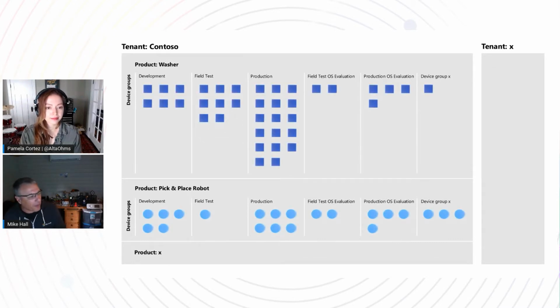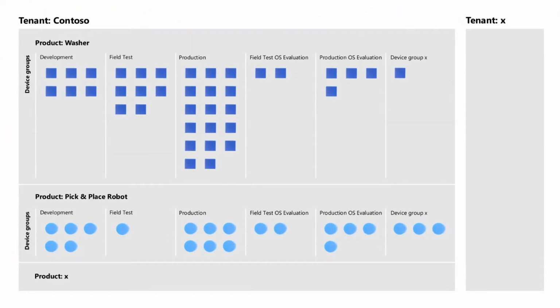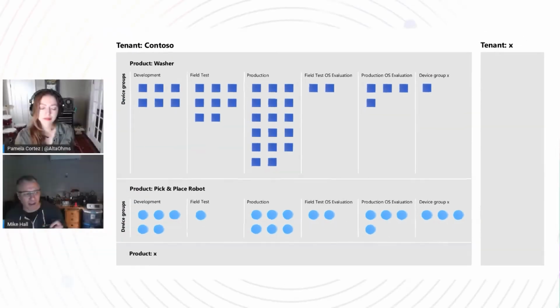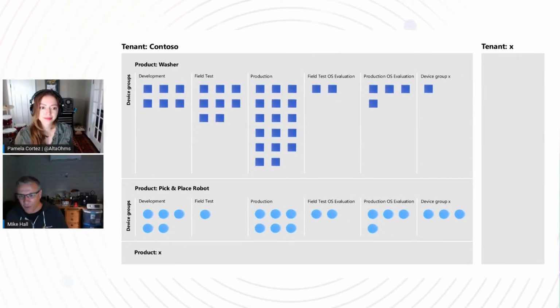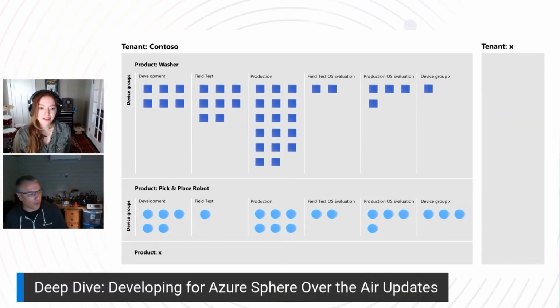So in our example here, you can see the production device group has way more devices in it than, say, development or field test. This could be tens of thousands of devices in here. So in terms of deployment, I can update my application, and through a simple command line command, which we'll see in a few seconds, I can push out an update to every single one of the devices in that selected device group. And so that's how updates work.